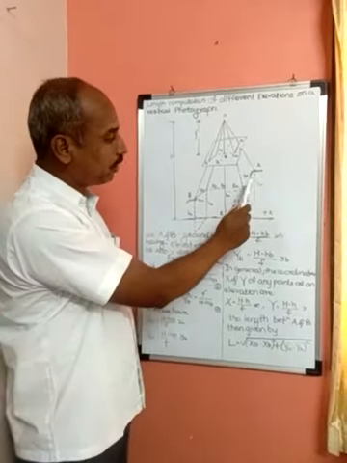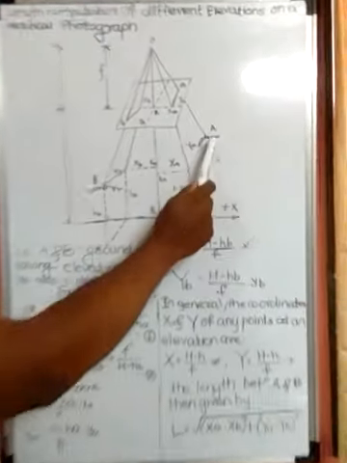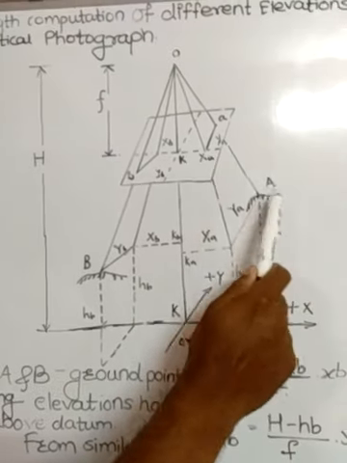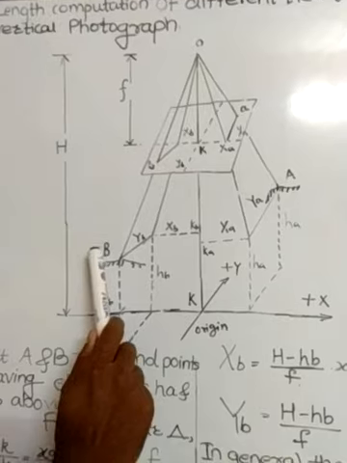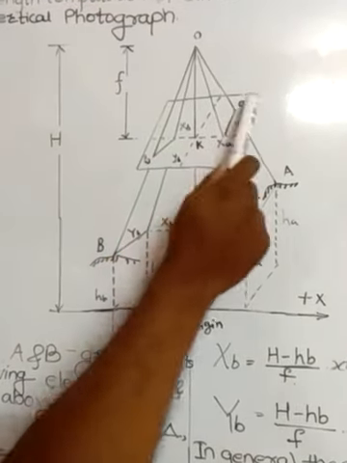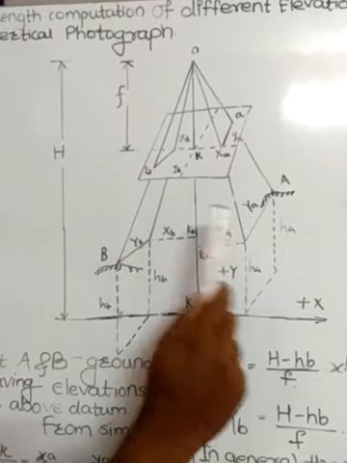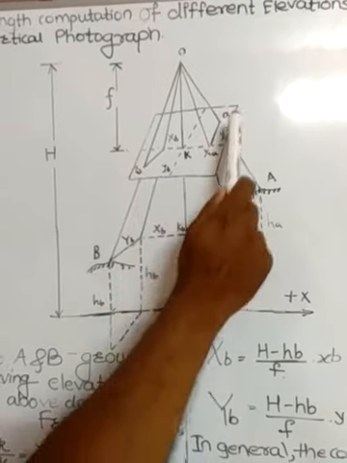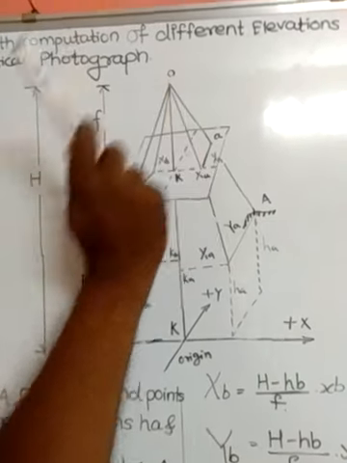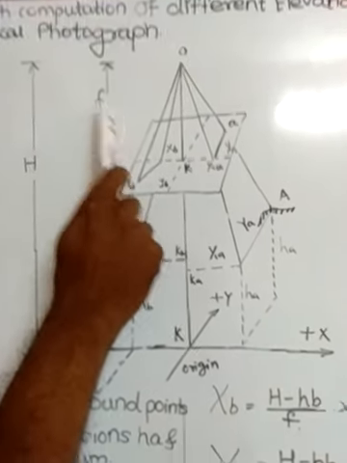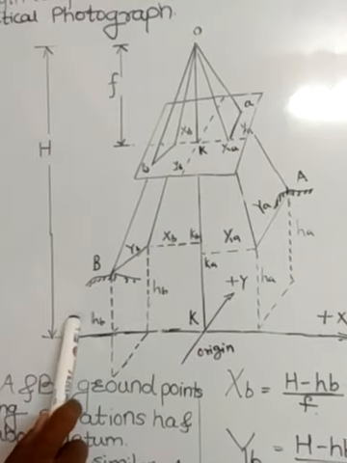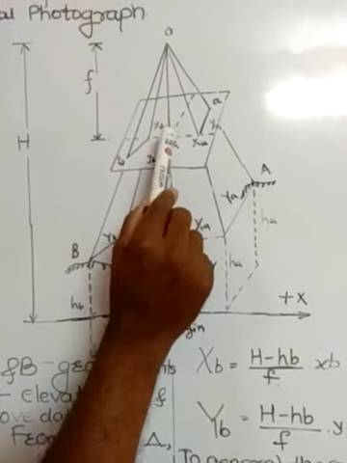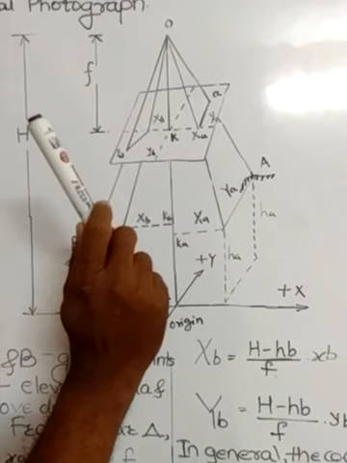Let's see, here we have ground points A and B having variable elevations. This is point A, this is point B on the ground. Then this is the photograph, with the same points A and B. O is the exposure station, F is the focal length, H is the flying height. And when we join the visual edges, this point K is designated as the principal point.